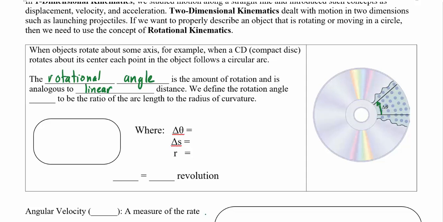So we define the rotational angle, we just call it theta, and it's just the ratio of the arc length to the radius of curvature. You may have learned this in your math classes, that if you have a circle of a given radius and it travels through an arc length, the arc length being the distance that it travels on the outer edge of the circle. So you can imagine a single point here on the edge of the CD and it traveling a certain distance. That would be your arc length. And so the change in your angle here is just going to be the change in your arc length divided by the radius, where this is our rotational angle.